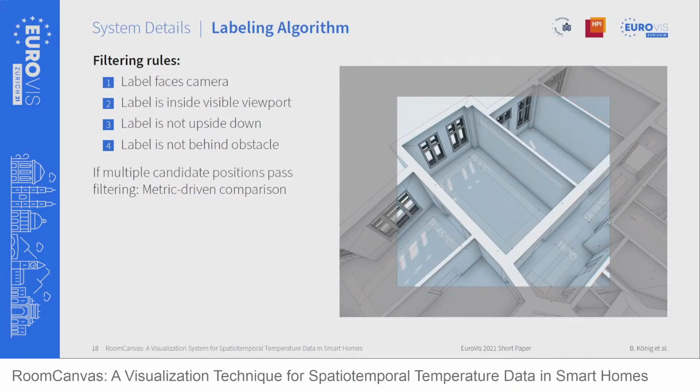If multiple labeling candidates pass all those filtering rules, then they are compared using a metric-driven comparison, which basically, as I said, takes into account, for instance, their length and compares them and prefers labels that have more length available for their display.